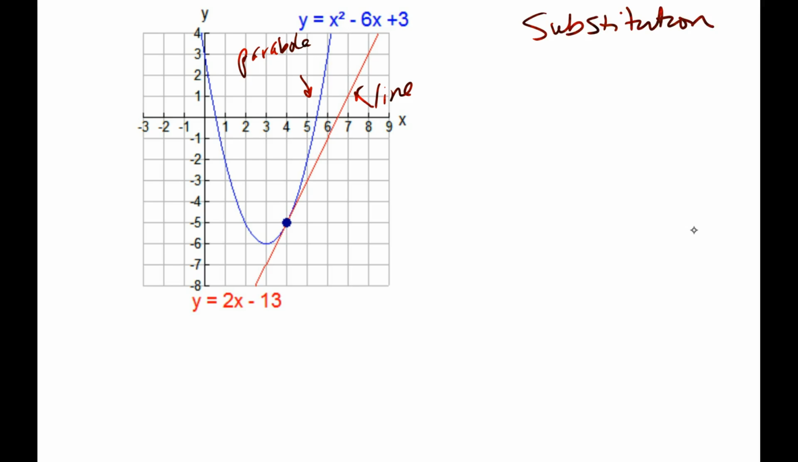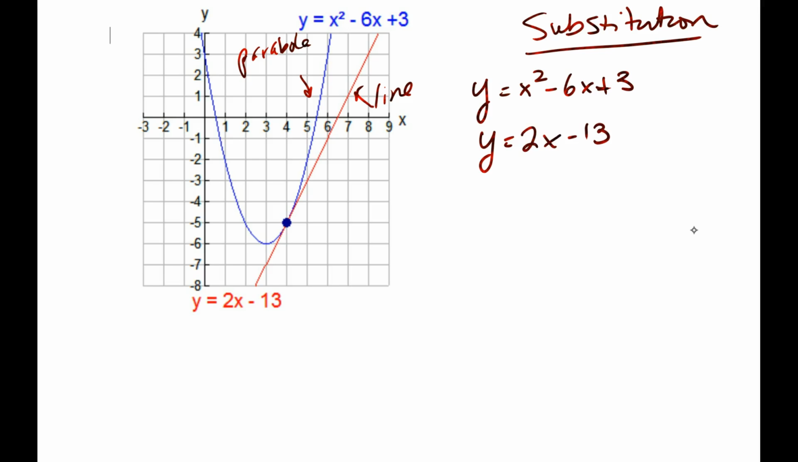All right, so we're solving this by way of substitution. We are saying that y is equal to x squared minus 6x plus 3, and we're saying that y is equal to 2x minus 13. Substitution says when we have one variable alone, we put what it is equal to in the place of the other variable. So all of this is going right there.